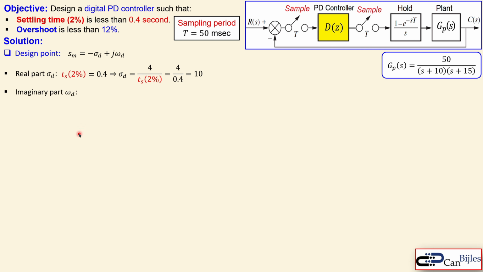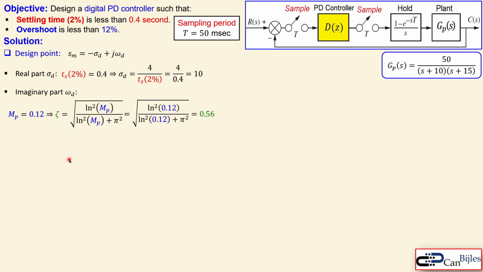The imaginary value, omega d, can be determined using the overshoot specification. Now we know the Mp, which is the overshoot itself, and the scalar value is 0.12. When you convert that to the damping ratio as a pure second order system, you can use this formula, and zeta is our damping ratio. And when you do the calculation here, you get 0.56, very close to that value.